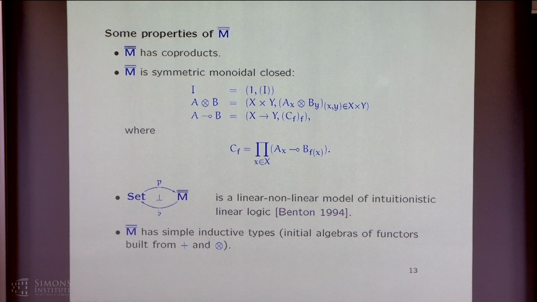Moreover, there's an obvious embedding of Set in M double bar, which just takes the set X and then the trivial fiber over each element, which is the unit of the tensor. And that functor again has a right adjoint, just like it did before, maybe also surprising. And this adjunction actually forms a linear-nonlinear model of intuitionistic linear logic in exactly the sense of Benton 1994. So there's a model of linear logic right here.